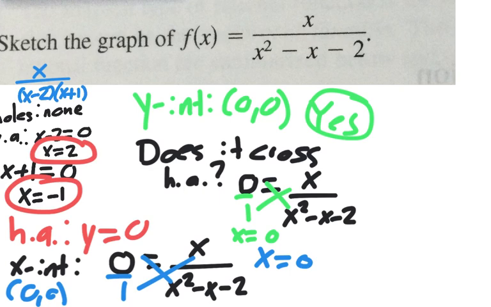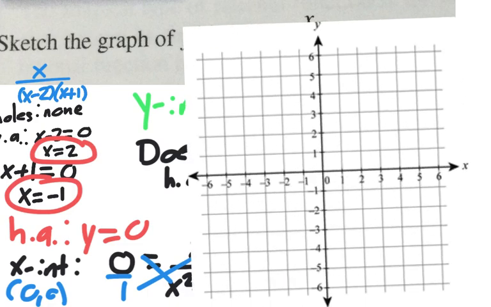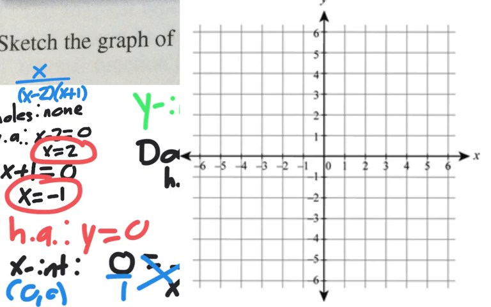So I'm going to have to do some investigating, but we'll look at that in just a second. So now if I had to graph this, there's really not a lot of information here. Really not a lot of information. I know I have a vertical asymptote at x equals 2.